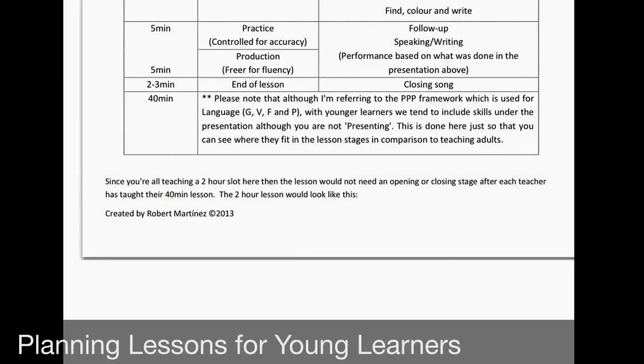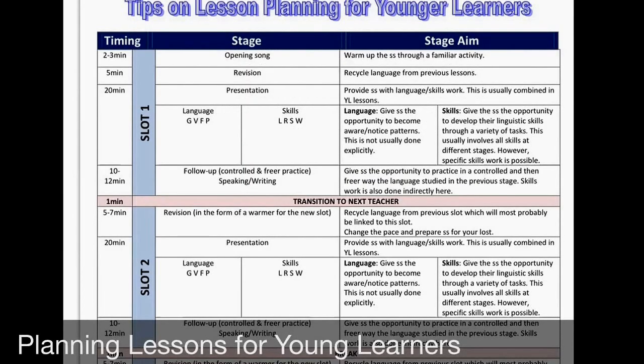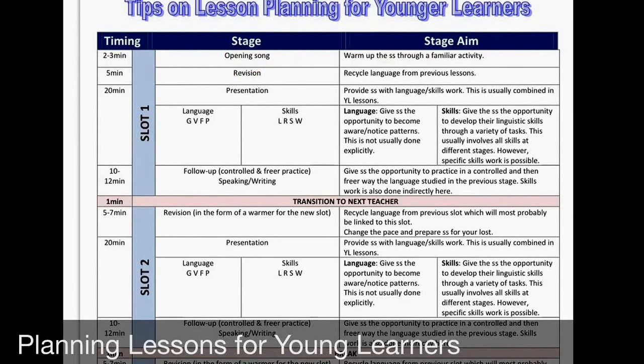We're going to look at what the lesson would look like for the 2 hours and how the different slots work. Here we go. So we have slot 1, roughly 40 minutes. Opening song, as we said before, you have the stage and the stage aim. So we have an opening song to warm up the students through a familiar activity. However, just because an opening song is suggested here, it doesn't mean that you must always have an opening song. You can have a warmer or an activity that will warm them up and prepare them for the lesson. In the course book that we're using, that's what they suggest and that's what we're using because it helps them with the routine.